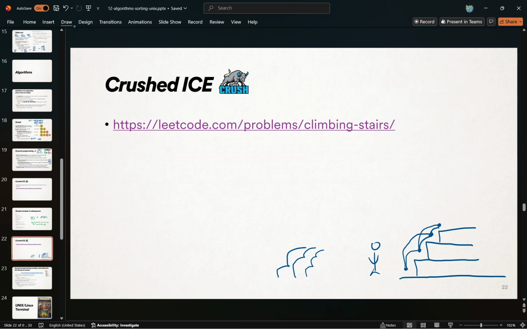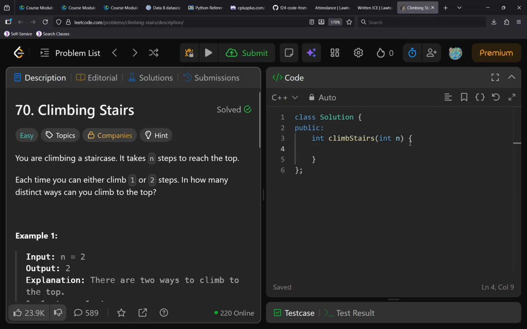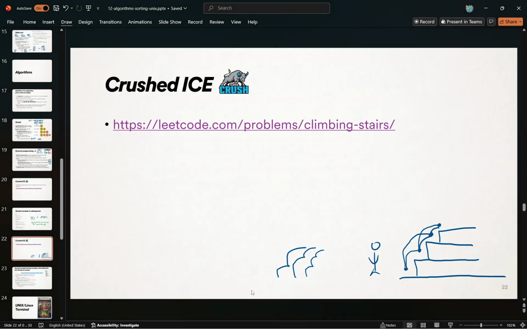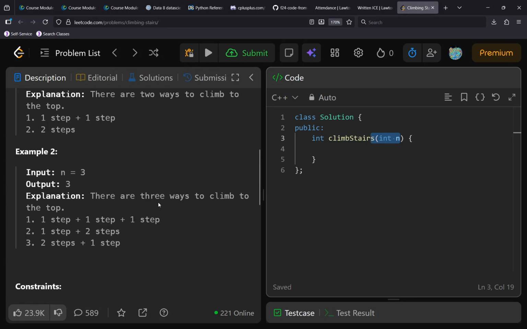3 ways total, and that's something you get back. So there, the input would have been 3 steps, and your output also would have been 3. There are 3 ways to do it. Does that make sense? So that is the idea.